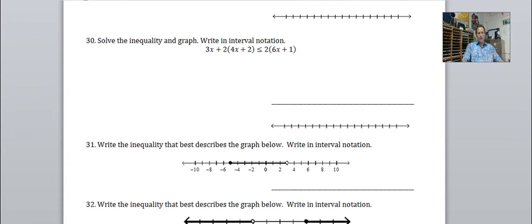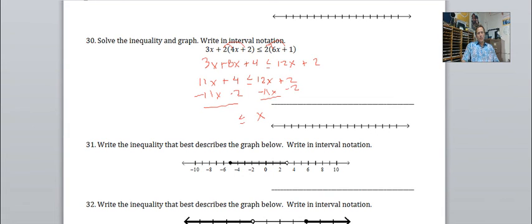Alright, 30, I need to distribute. 3x plus 8x plus 4 is less than or equal to 12x plus 2. Combine like terms. 11x plus 4 is less than or equal to 12x plus 2. Let's say I want to keep this a positive. I like my x's to be positive, so I'm going to bring it all the way to the left. I subtract it, that's how I get x. I'm going to subtract this 2 from this side. So x is greater than or equal to a positive 2.